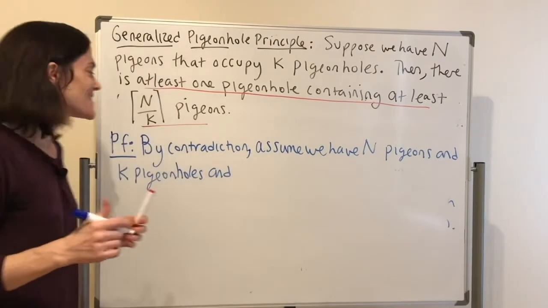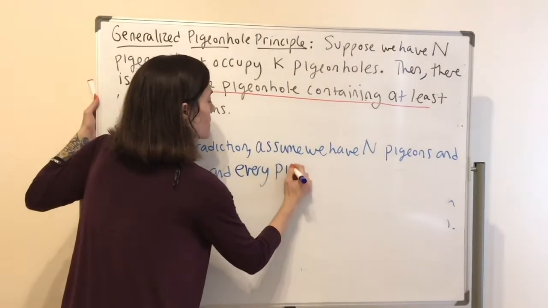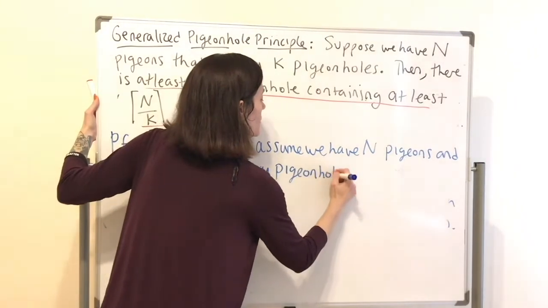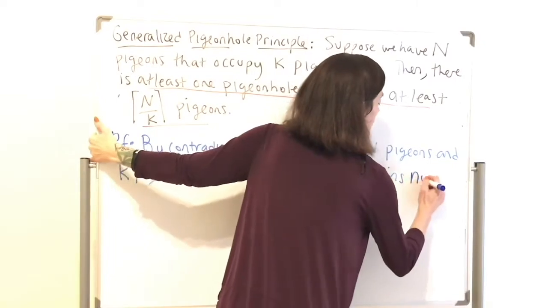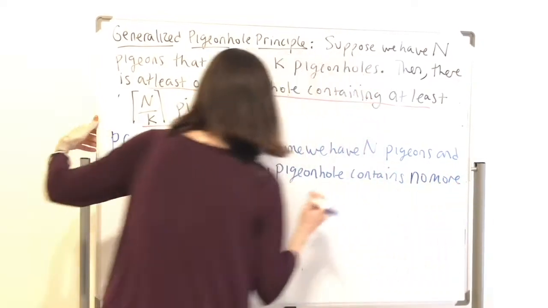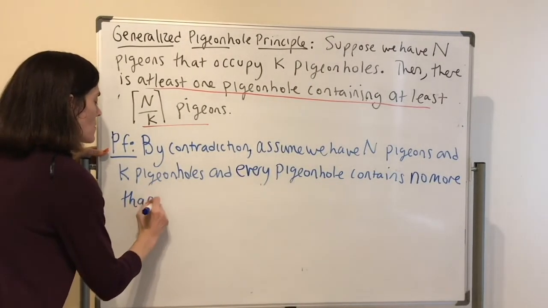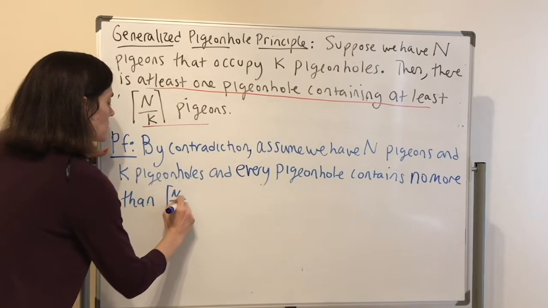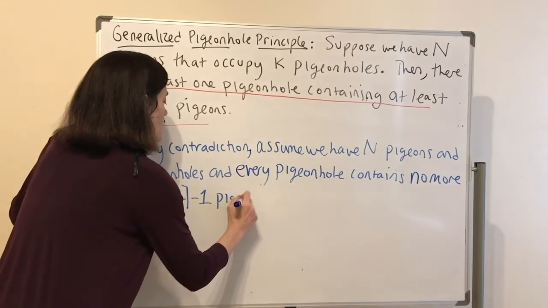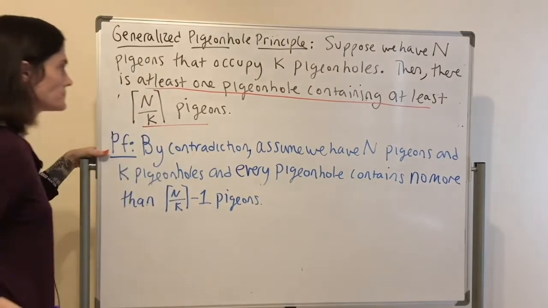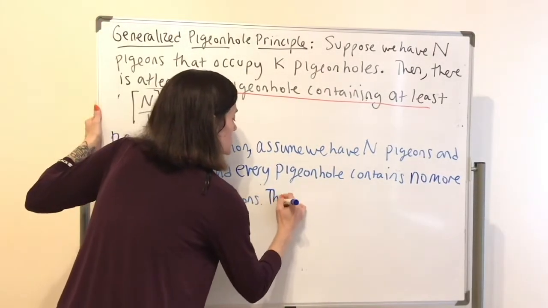What would be the negation of this? Well, it would say that every pigeonhole contains no more than this minus 1 pigeons. This is our assumption. Okay, what is the total number of pigeons?